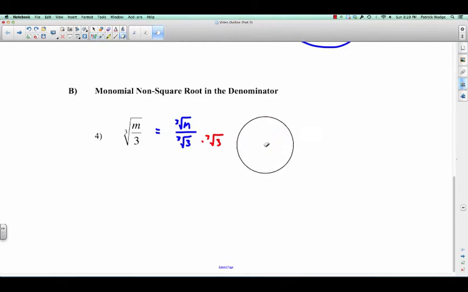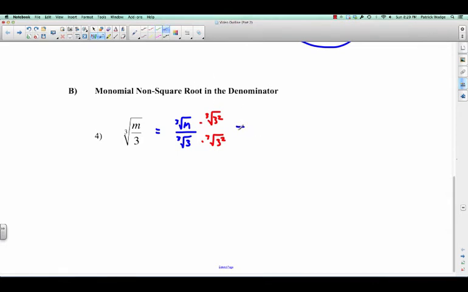So can you figure out what you would multiply this by? You would almost multiply it by this cube root of 3, but not quite. You'd multiply it by the cube root of 3 squared. I'll show you why in a second. What you do to the bottom, you have to do to the top. We're going to multiply the top by the cube root of 3 squared as well.